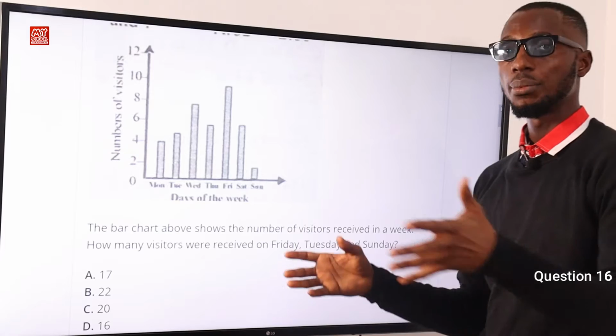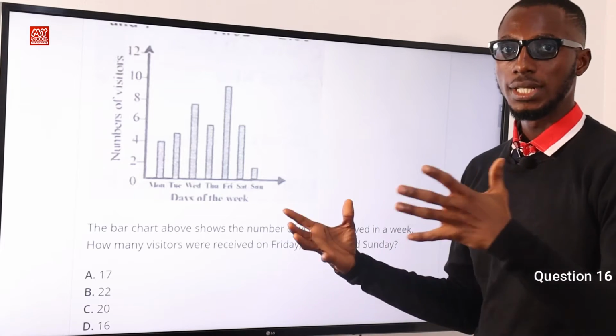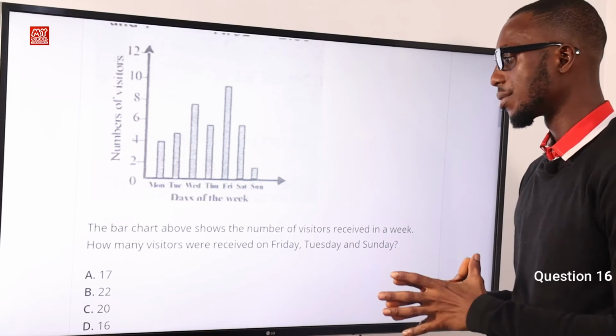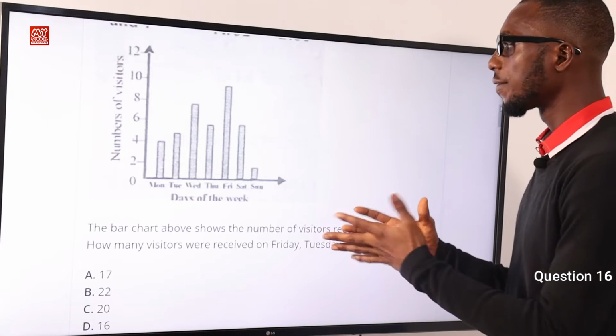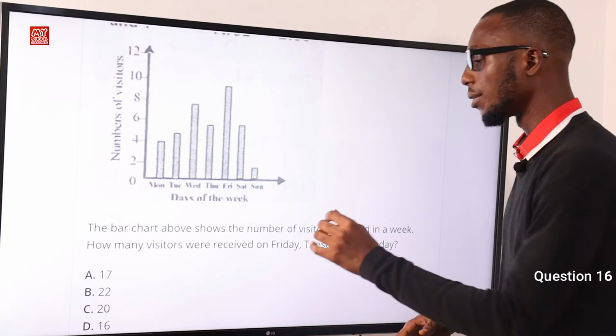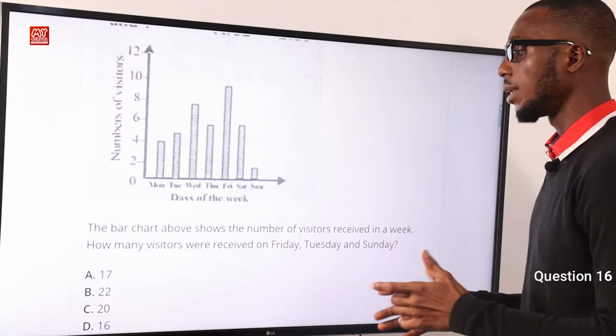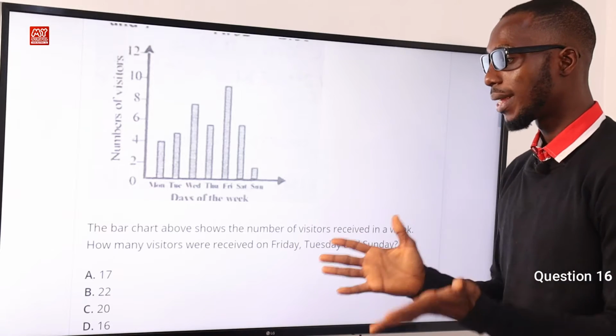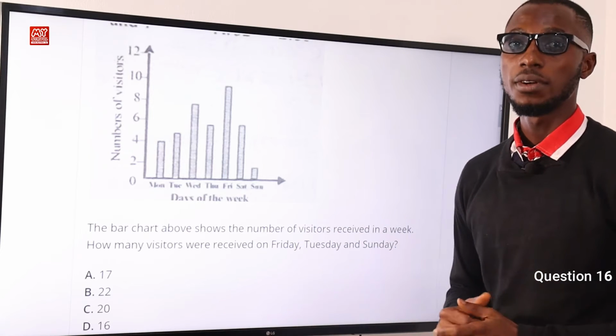I know you may not be able to see this properly because of the distance between the camera and the image presented on the screen. So the number of visitors received on Friday is 10, on Tuesday 5, then on Sunday 1. So 10 plus 5 is 15, plus 1 is 16. So the correct option is option D for 16.